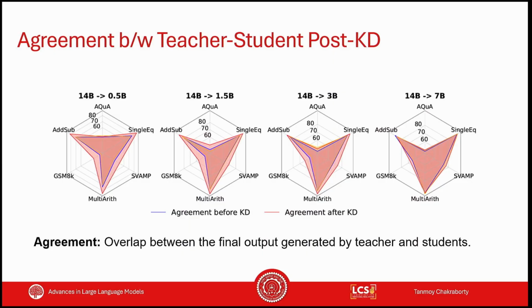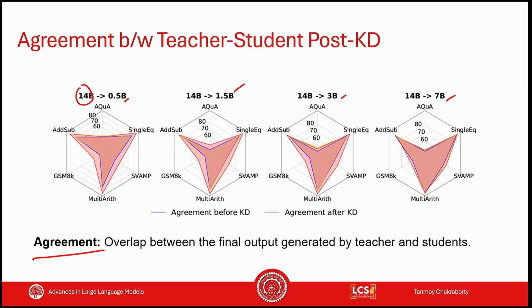To do that, we took different pairs of teacher-student models, and here I'm showing the result for the Qwen model. Let's say we have a teacher model of 14 billion Qwen, and different student models: 0.5 billion, 1.5 billion, 3 billion, 7 billion, and so on. And what is the agreement? Agreement is the overlap between the final outputs of the two models. Let's say in a math reasoning task, if the outputs of the teacher and student are the same, then they agree, otherwise not.